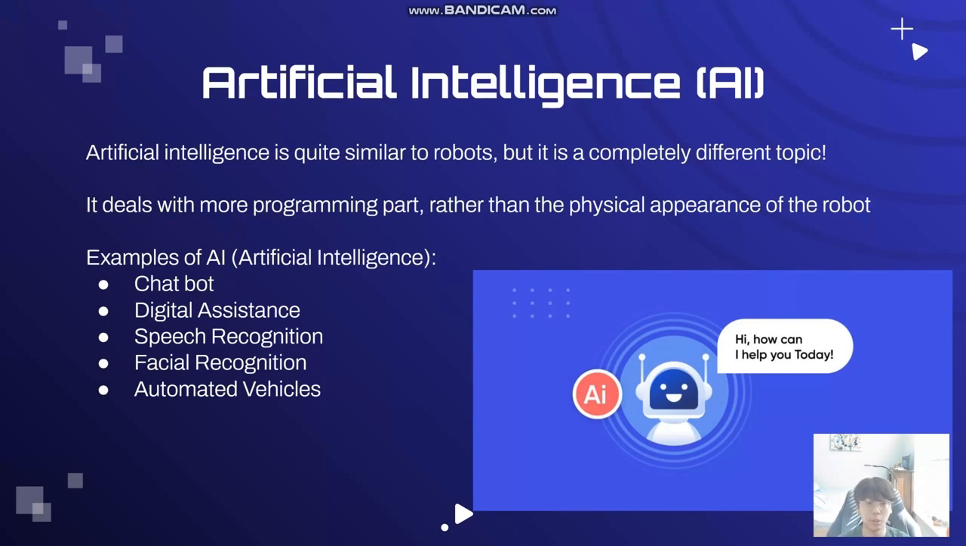Artificial intelligence is quite similar to robots, but it is a completely different topic. It deals with more of the programming part rather than the physical appearance of the robot. So some examples of AI: chatbots, digital assistants, speech recognition, facial recognition, and automated vehicles. So AIs are more like an artificial brain rather than the physical part of when you say robot. Robots are the physical one, and AI is what is programmed to it.